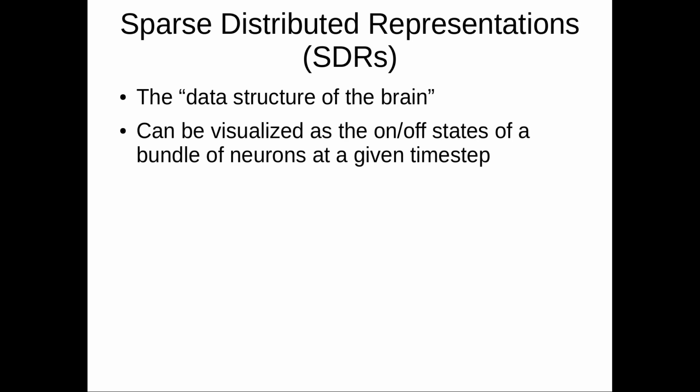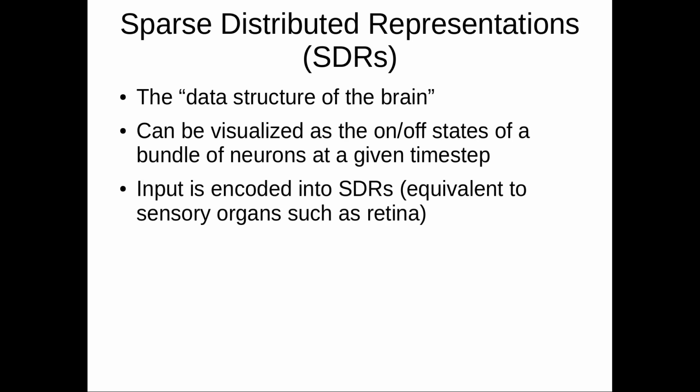SDRs are the underlying data structure of everything in HTM. There's no real valued input or anything like that. It's all SDRs. All calculations are performed on these SDRs. So input of some kind always has to be encoded into these SDRs. This is thought to be basically what our sensory organs are doing. Your cochlea or your retina take in some real valued inputs from the environment and then encode it into these sparse neuron firings, which are passed on to the brain.